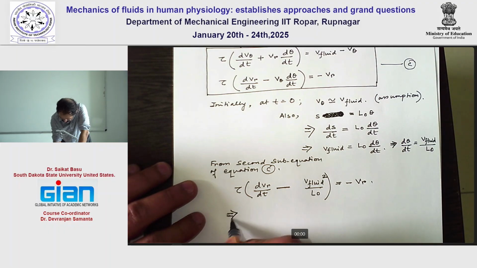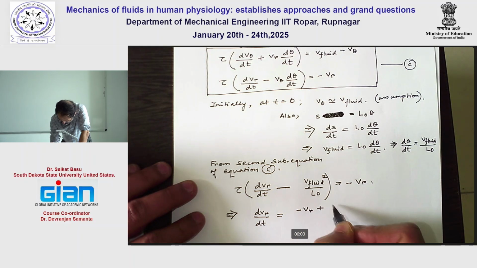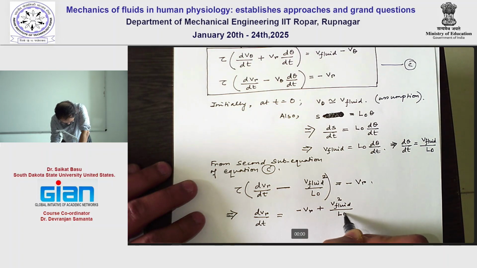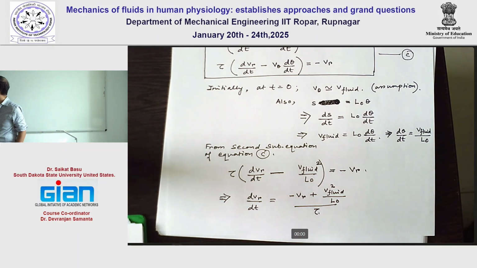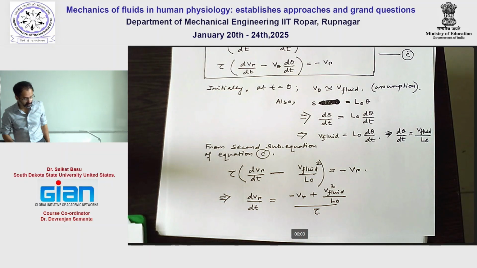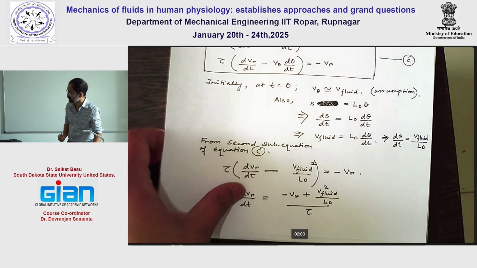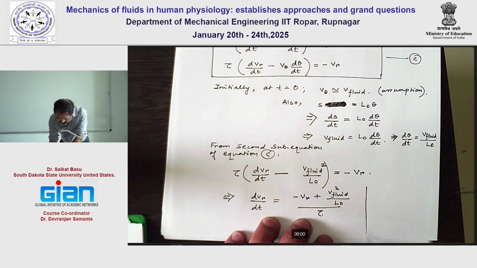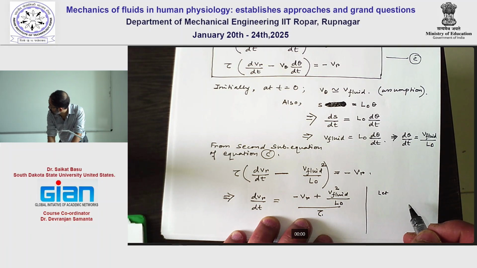So we have dVr/dt is minus Vr plus v_fluid squared by L naught, divided by tau. The next thing would be to integrate this. I'll take it slow because I'm bad at integration, so I'll do it by substitution, not to miss anything from here. So let's assume that this term, the numerator, I'm going to assume it to be something.